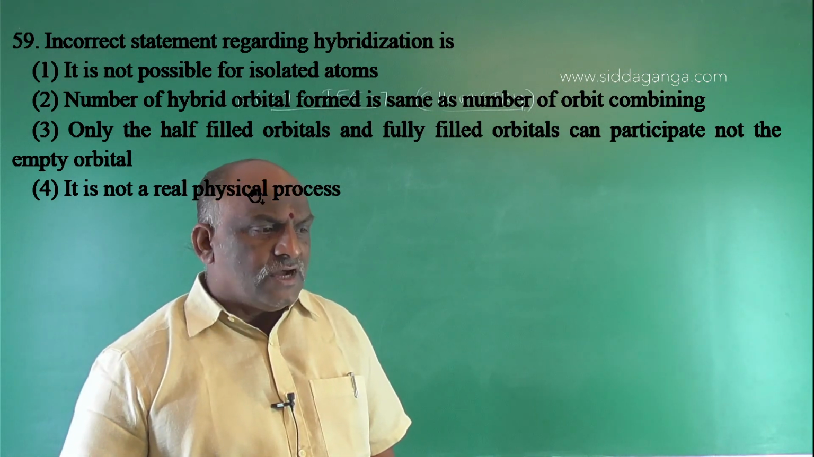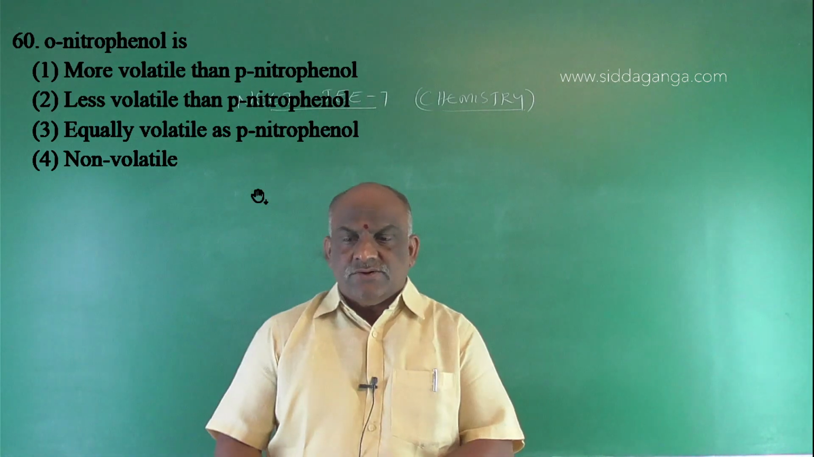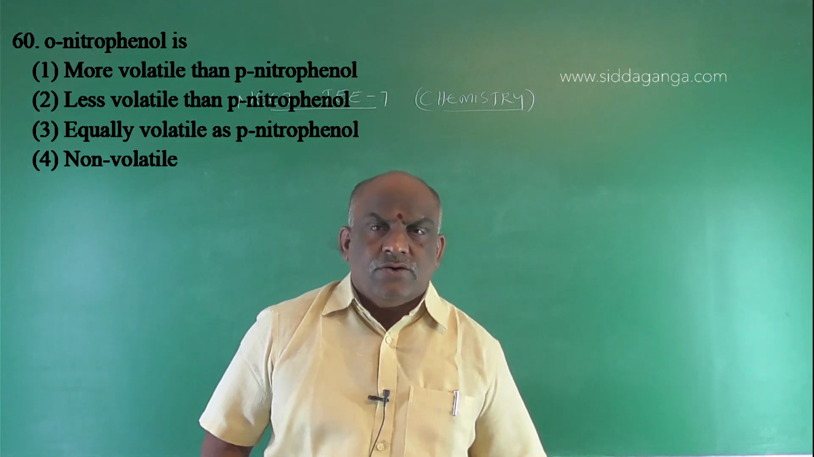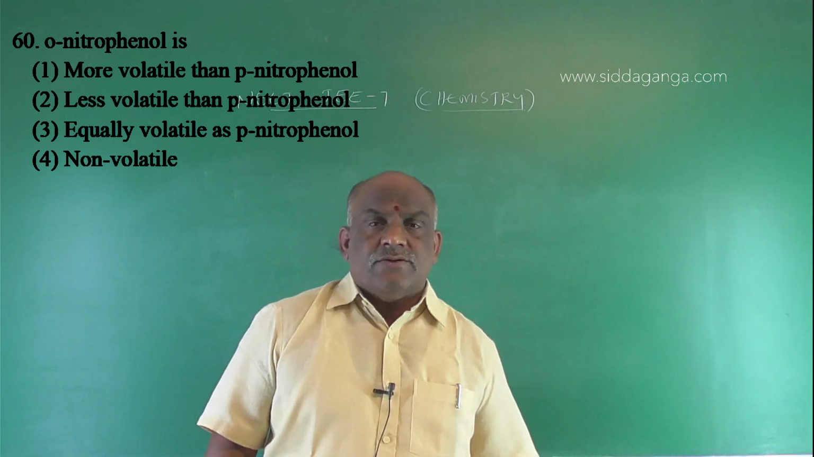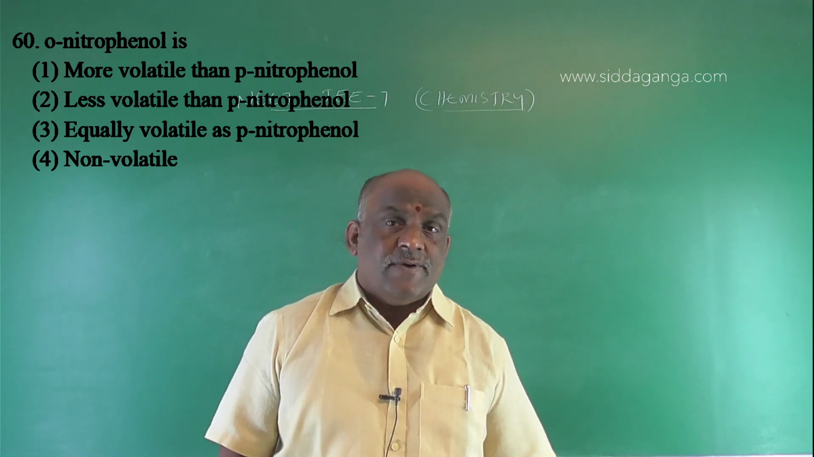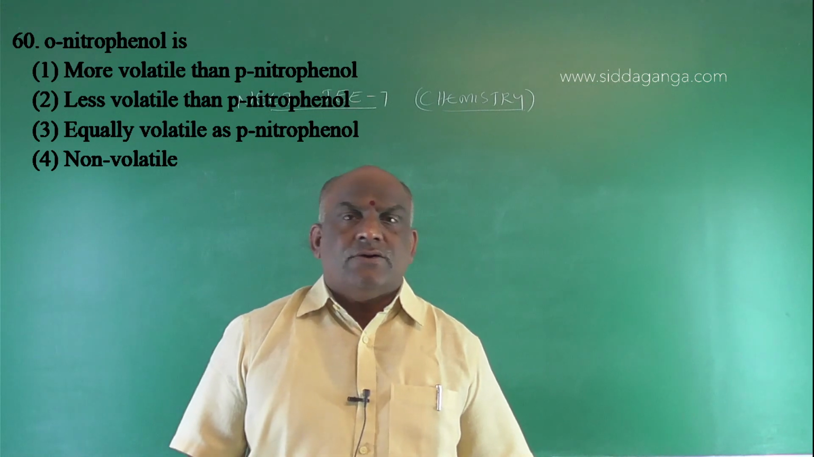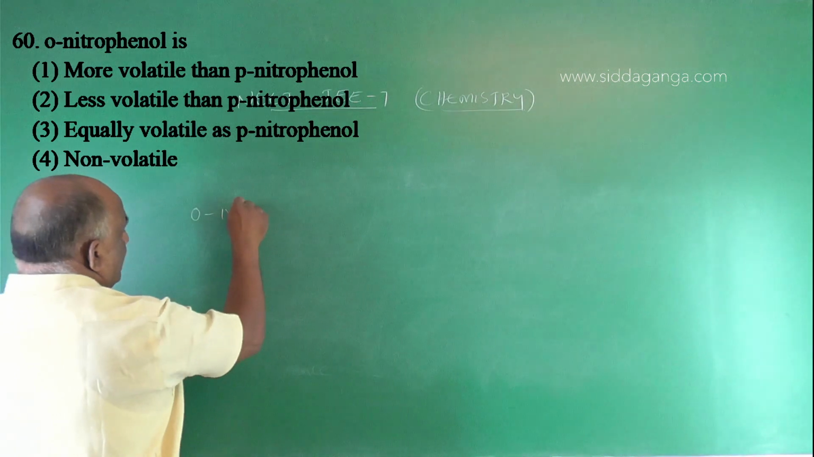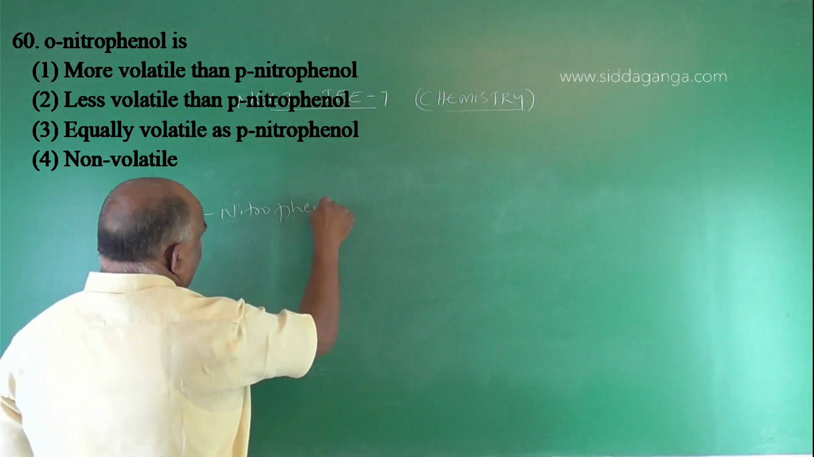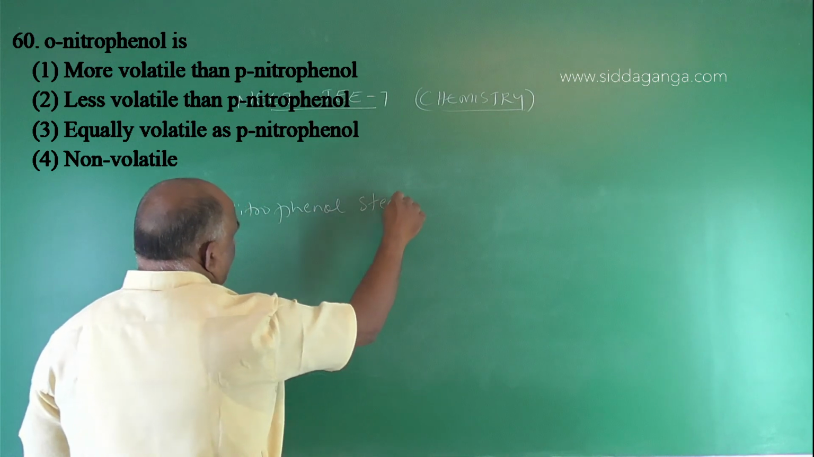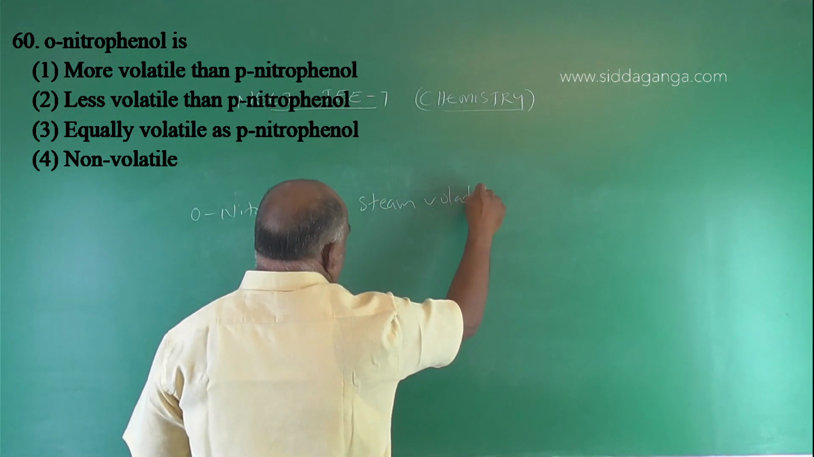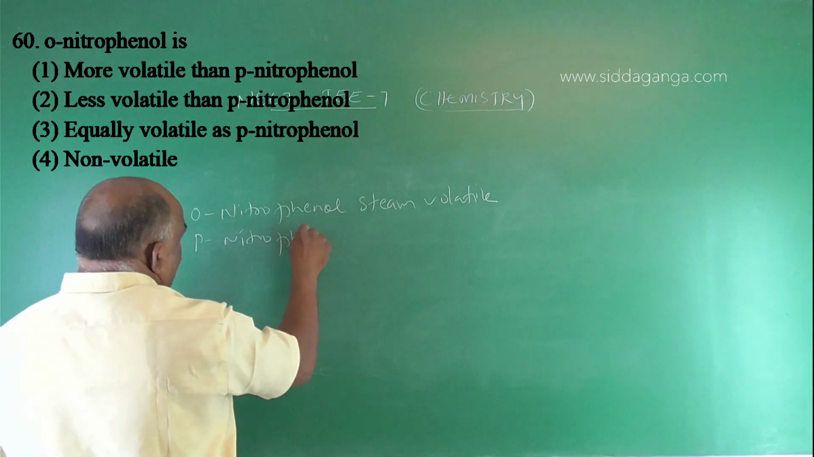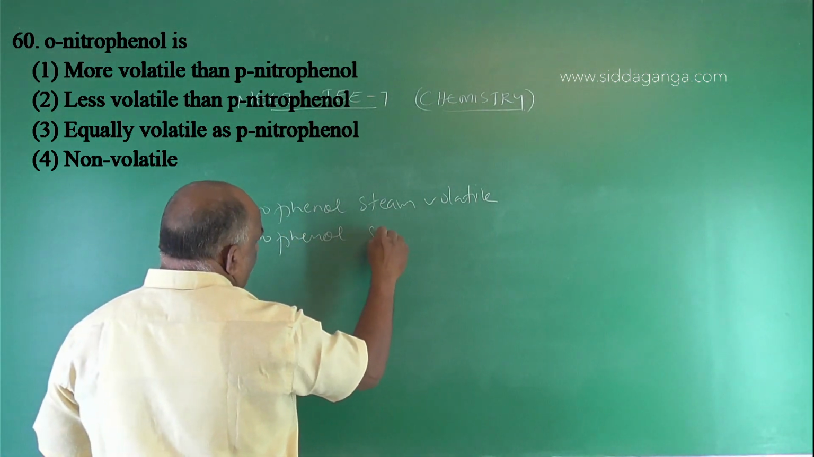Next question, this is concept background. The next, 60th question, is also concept background. Orthonitrophenol and paranitrophenol, two phenols. Orthonitrophenol and paranitrophenol can be separated by using steam distillation. Orthonitrophenol is more volatile, it is steam volatile, and paranitrophenol is less volatile.